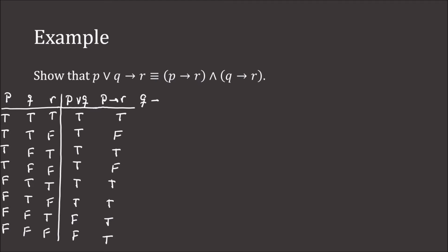Let's create a column for Q implies R. Same rule. So row 2 would be false. And what row is that? And row 6 would be false, and every other row is true.